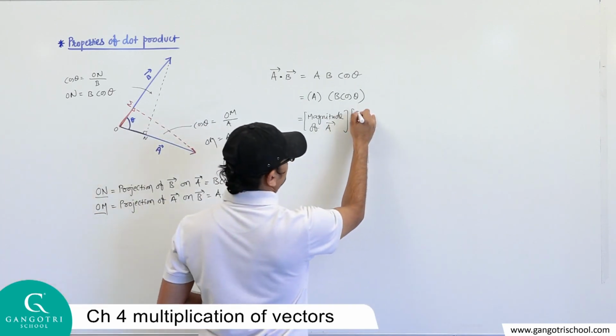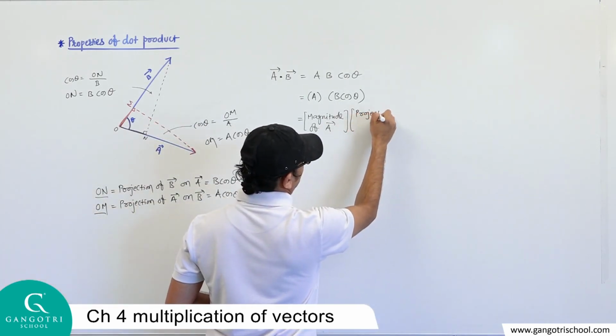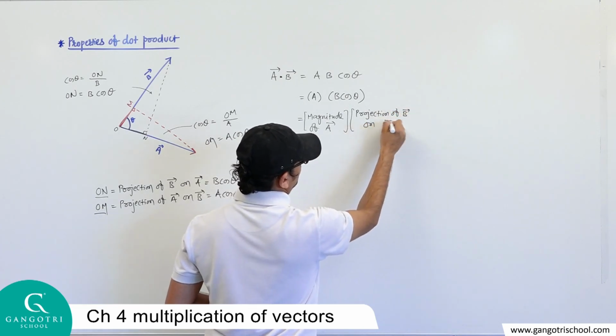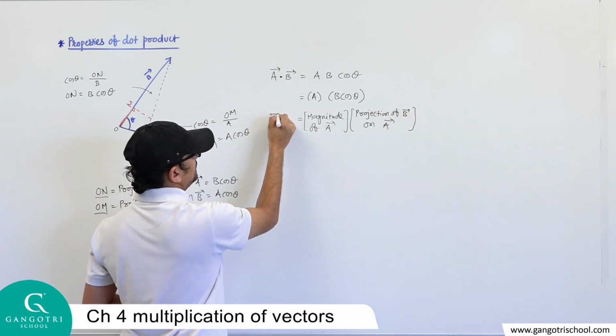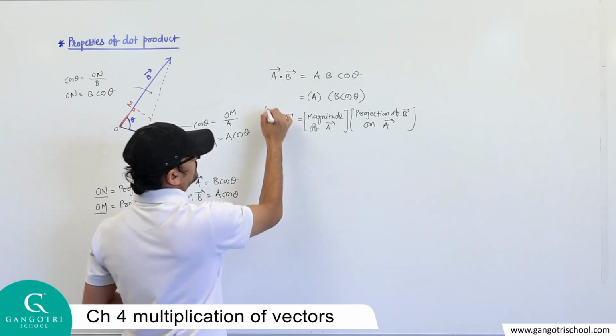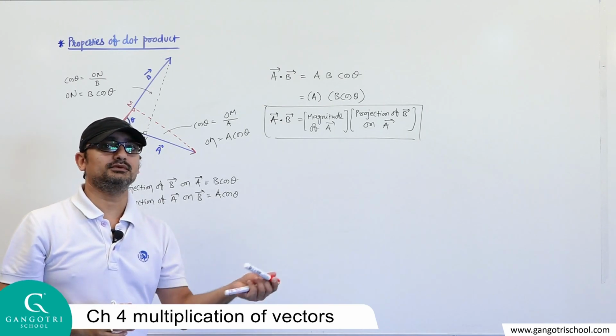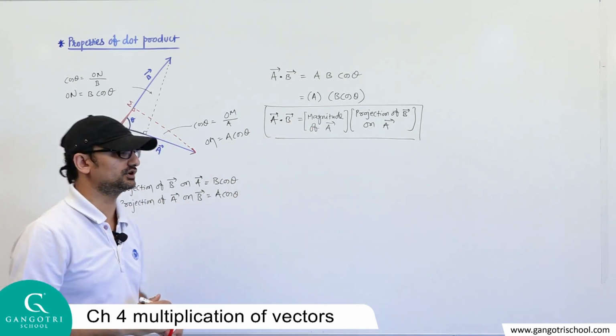And b cos theta is actually known as the projection of b on A. So A dot B can also be written in this way: magnitude of A, and in the second bracket the projection of B on A.